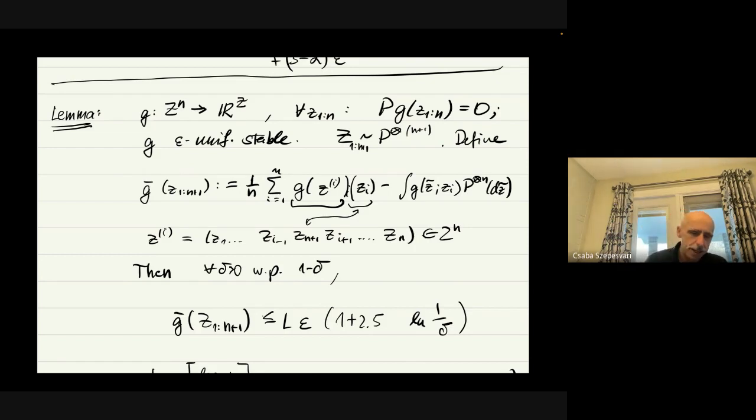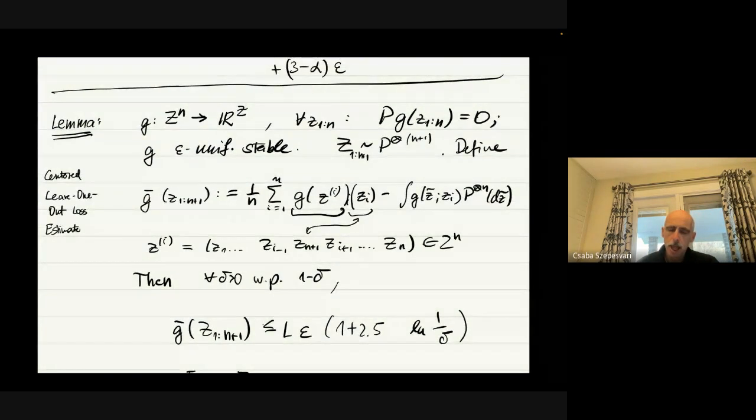So this is like a leave one out estimate, and it's centered. So it's the centered leave one out loss estimate. Okay. And so how is the centering?